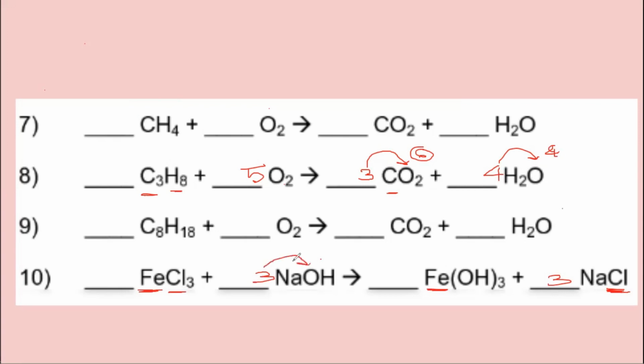Oxygen has also become 3. Hydrogen has also become 3. So see in the product side, OH bracket 3. 3 oxygen and already 3 hydrogen. So this equation is balanced. 1 iron, 1 iron. 3 Cl, 3 Cl. 3 sodium, 3 sodium. 3 oxygen, 3 oxygen, 3 hydrogen, 3 hydrogen. This equation is balanced.